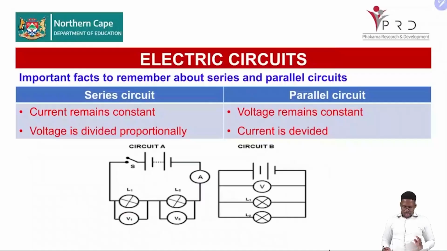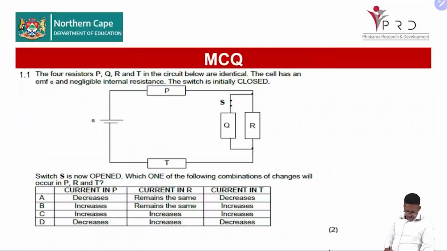So, information that is important, it is about these 3 concepts: current, potential difference, and resistance. So, we are saying that in series, the current is the same. The potential difference is divided. And then in parallel, it is the opposite. In parallel, the current is divided. The potential difference across resistors connected in parallel is the same. I'm giving you 2 minutes to respond to this question.